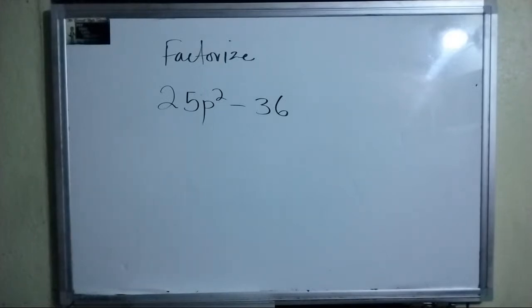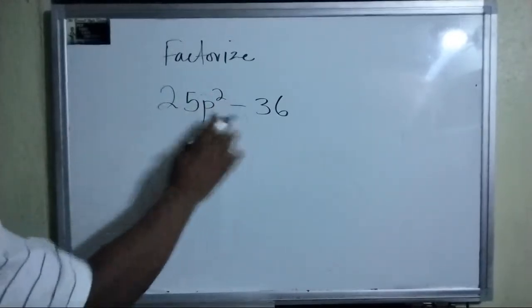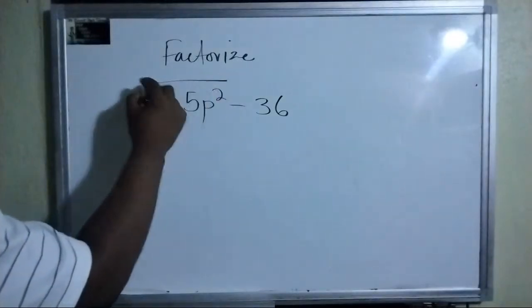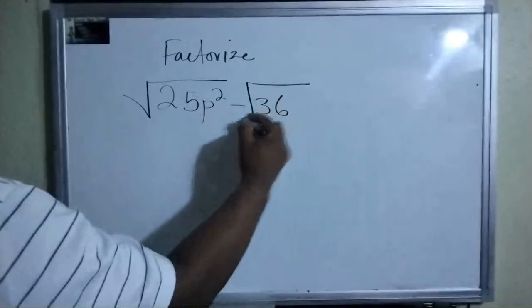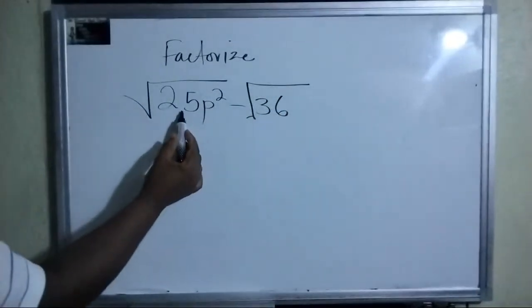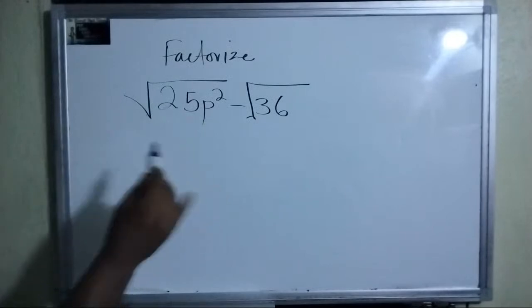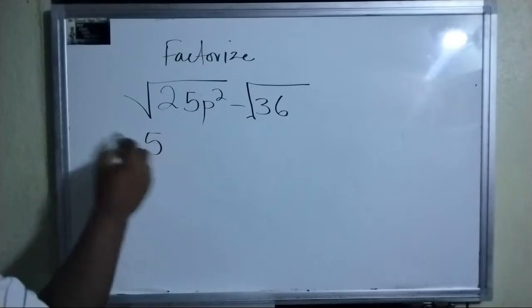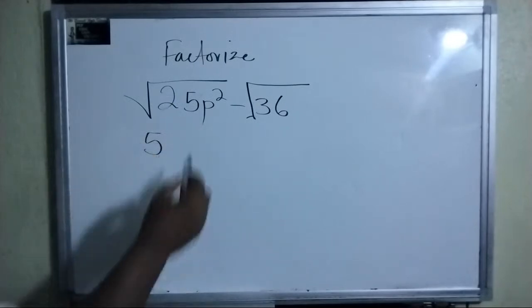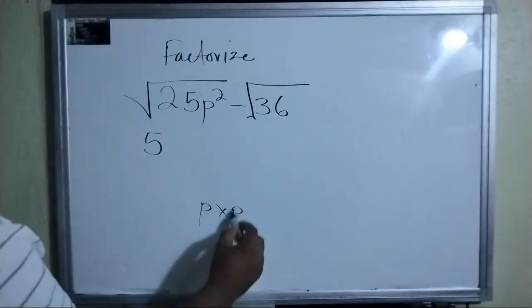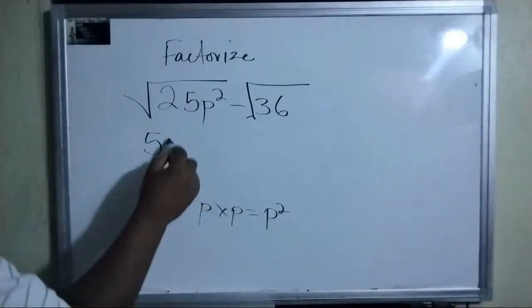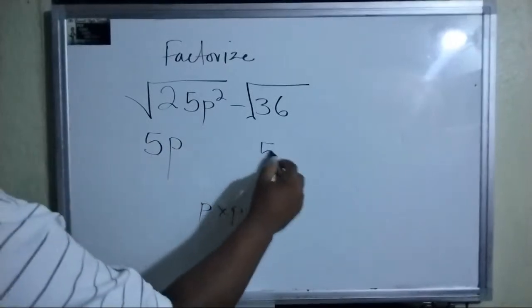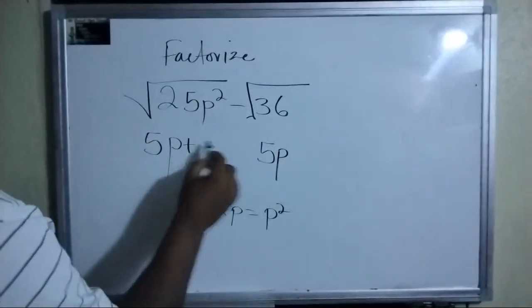Alright, so let's go. To factorize this, all we have to do is the difference of two squares again, right? So all we do is find the square root of this and the square root of this. You see how easy? What number multiplied by itself can give you 25? That would be 5, because 5 times 5 is 25. And only p times p can give us p squared. So that's 5p, and we'll put two of them. Next, we'll put a plus and we'll put a minus.